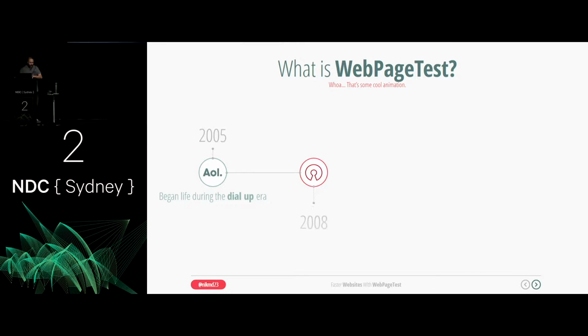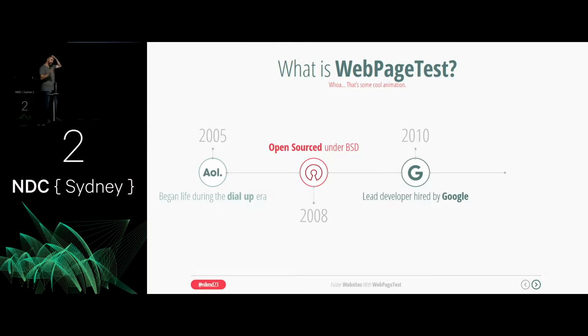So a quick history of WebPageTest. WebPageTest is an open source tool. You can find it up on GitHub. It was started in 2005 at AOL during the heydays of dial-up modems when performance was really a big concern because bandwidth was so low. It was open sourced in 2008 under a BSD license. The lead developer was hired by Google in 2010. And so now he kind of gets to work, quote unquote, full time on WebPageTest, making it better.